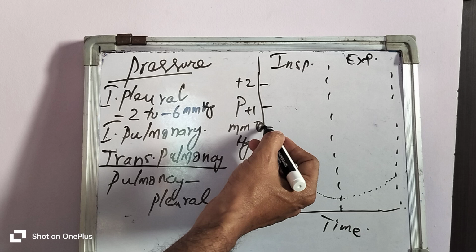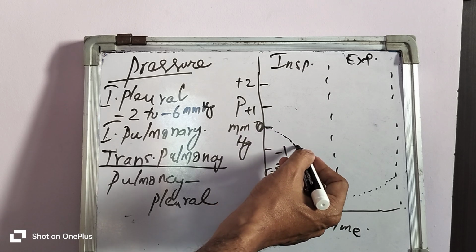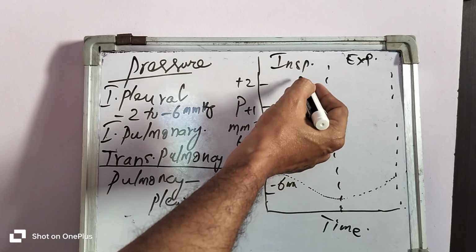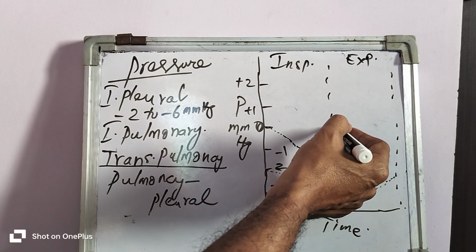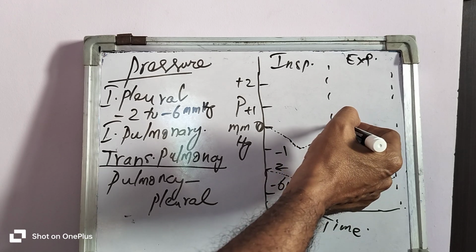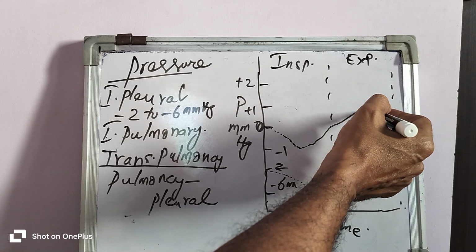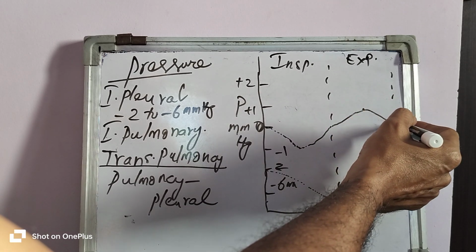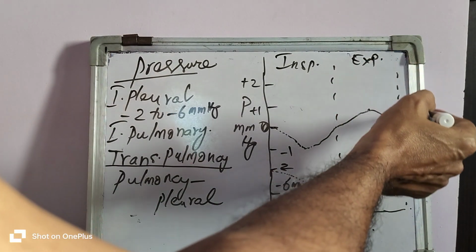So from rest it goes to -1 millimeter of mercury, becoming less than the atmospheric pressure at the middle of inspiration. Then it reaches again the atmospheric pressure at the end of inspiration. Then it goes to +1 millimeter of mercury and comes back to 0, equal to atmospheric pressure, at the end of expiration.